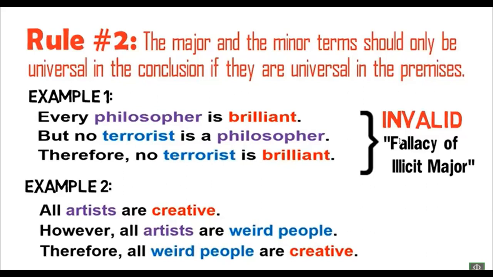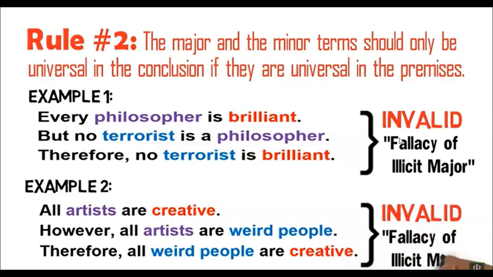But if we check the minor term weird people in the conclusion, we learn that it is universal because of the universal signifier all. Since the minor term weird people is universal in the conclusion, then it must also be universal in the second premise for the syllogism to be valid. Now, if we look at the minor term in the second premise, it is particular because it is a predicate term of an affirmative proposition. Therefore, in the end, the syllogism is invalid because it violates rule number 2. This is what logicians call the fallacy of illicit minor.